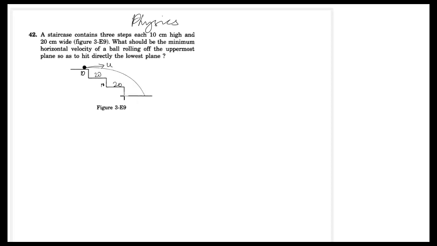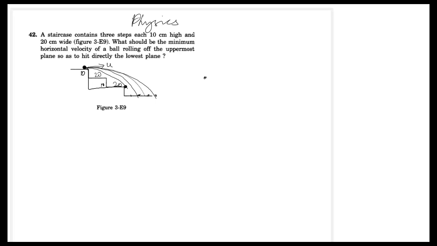So the problem here is we don't know the distance where it is actually coming and touching. It could have touched here or anywhere in this plane. Since we don't know this distance, what we can be sure of is that if the ball touches approximately here, the ball is going to fall onto the lower plane. So we can concentrate our motion only for this particular distance.